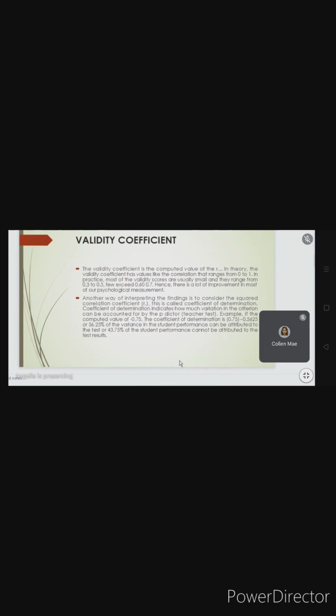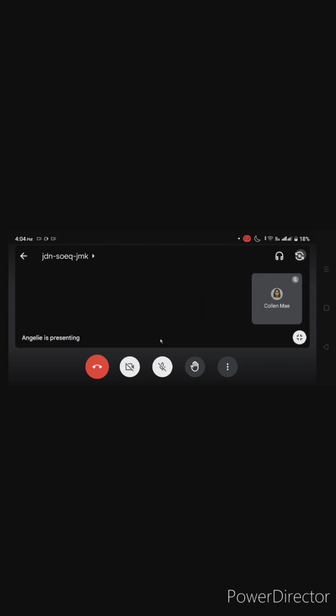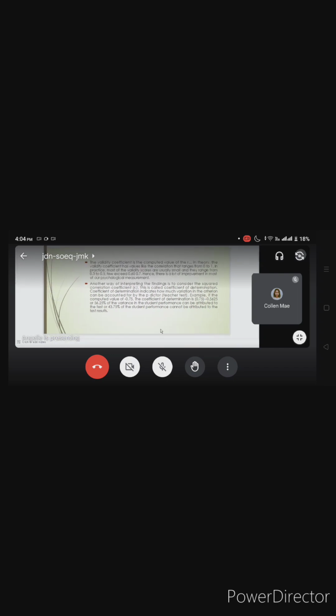The coefficient of determination indicates how much variation in the criterion can be accounted for by the predictor or a teacher's test. Example, if the computed value of r is negative 0.75, the coefficient of determination is 0.5625, or we can say that 56.25% of the variance in the student performance can be attributed to the test, and 43.75% of the student performance cannot be attributed to the test result. Next slide, please.